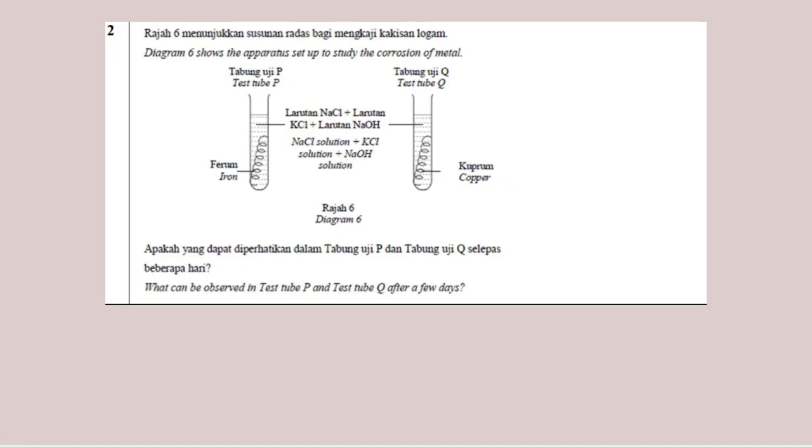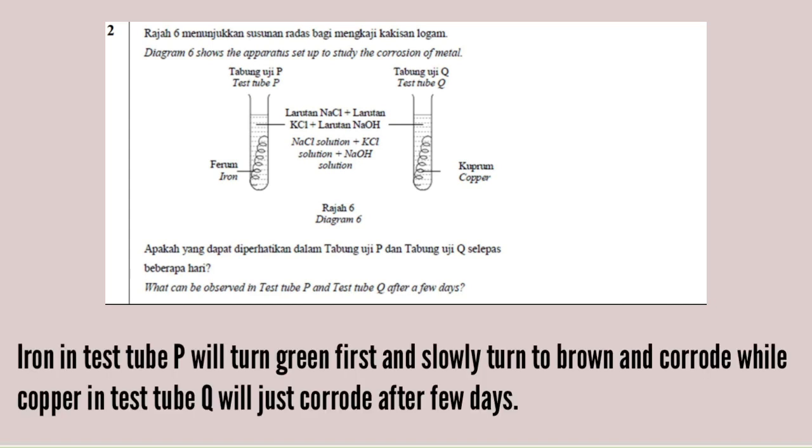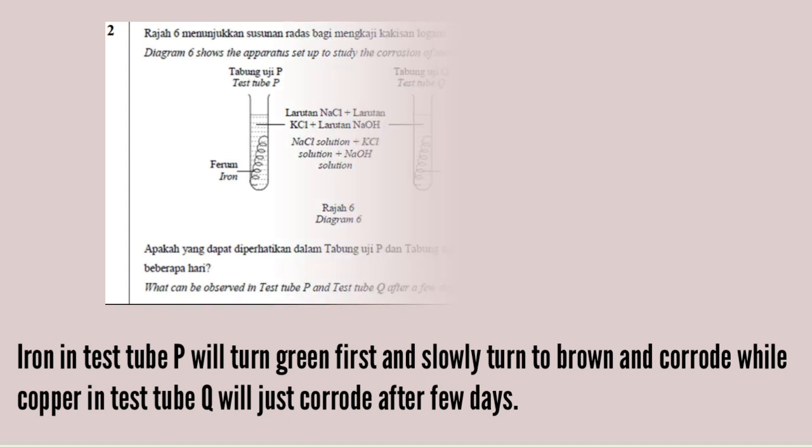For question number 2, diagram 6 shows the apparatus set up to study the corrosion of metal. What can be observed in test tube P and test tube Q after a few days? Iron in test tube P will turn green first and slowly become brown and corrode, while copper in test tube Q will corrode after a few days.